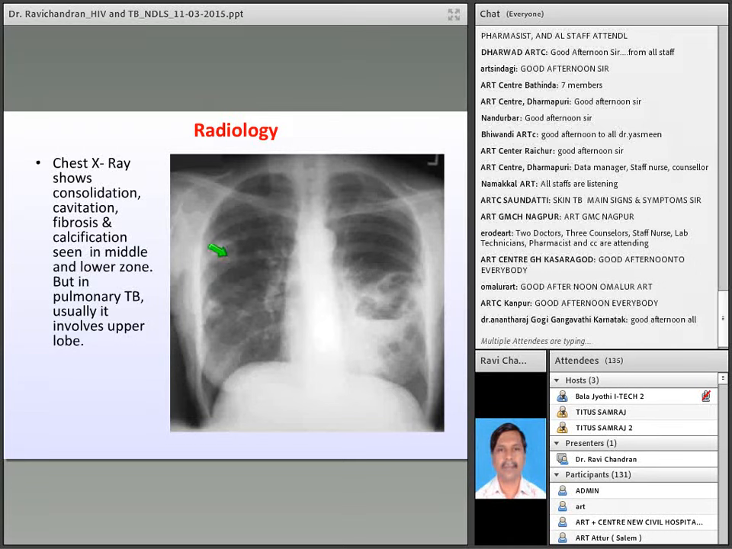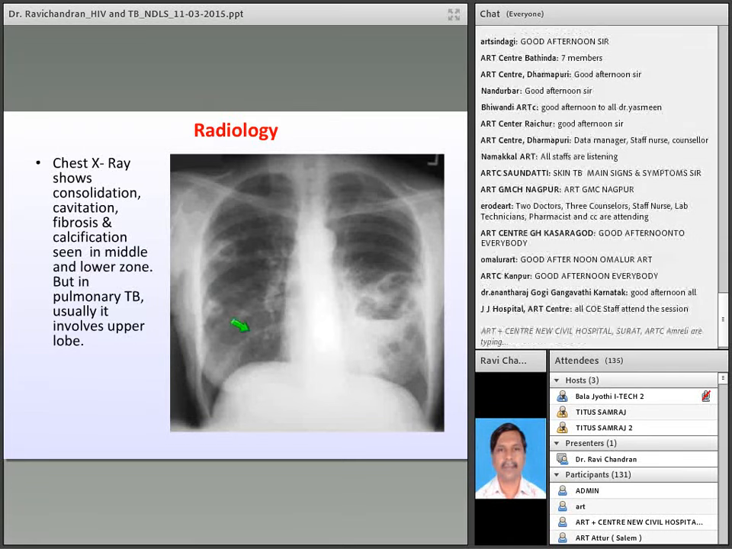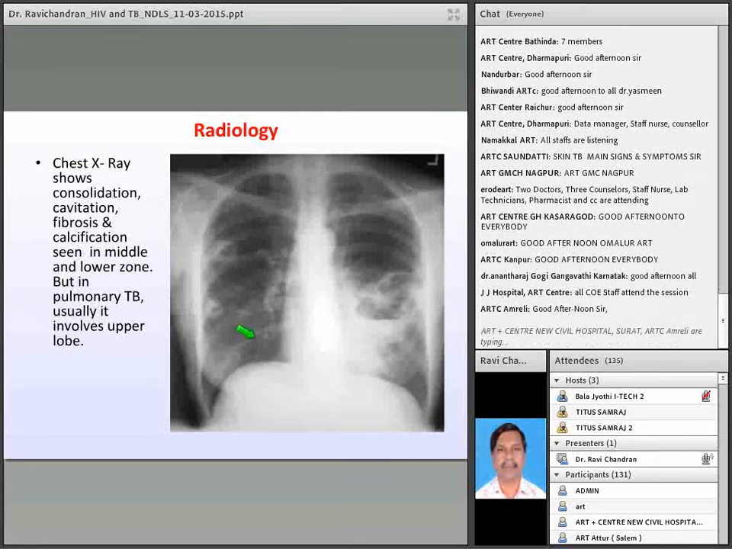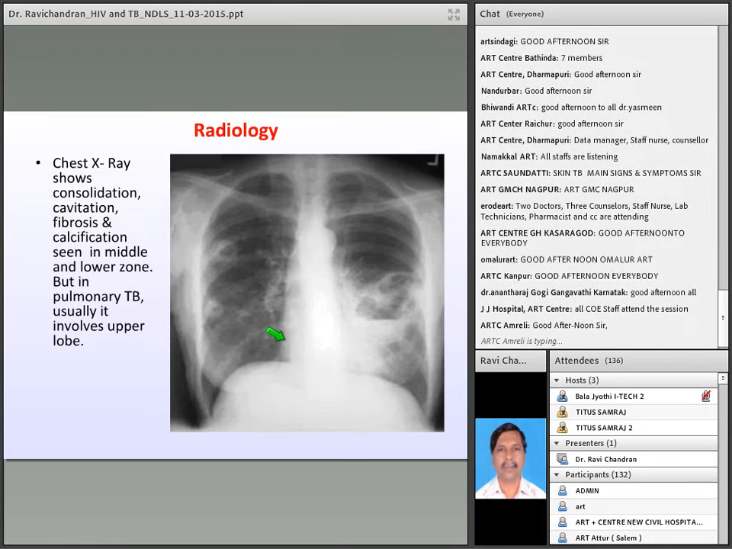cavities, fibrosis, and calcifications seen in the middle and lower zones. But in pulmonary tuberculosis, mainly the upper lobe will be involved.